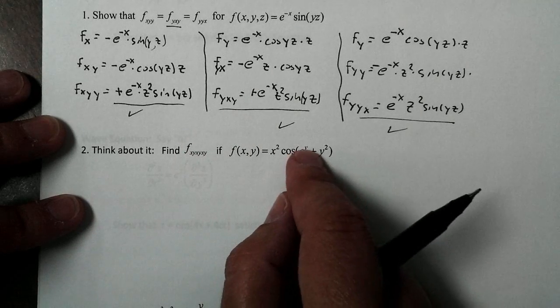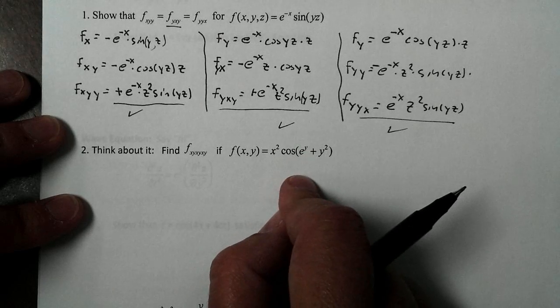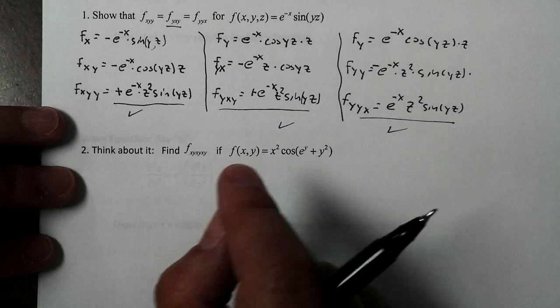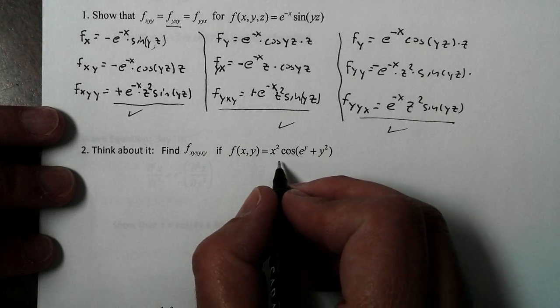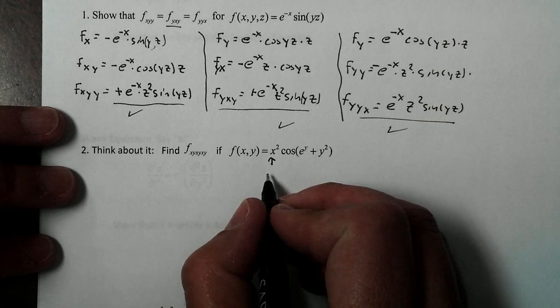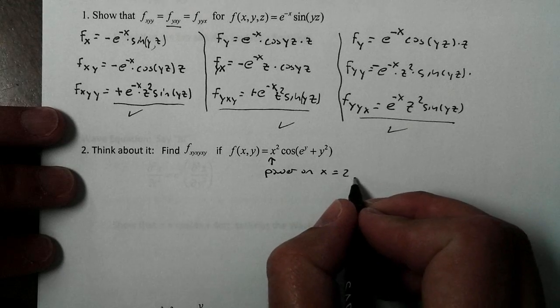Well, if I take the derivative of e to the y, that is a lot of chain rules. And that can get very messy right there. So another way, if I can arrange it, I notice this x squared here. I notice that the power on x is 2.